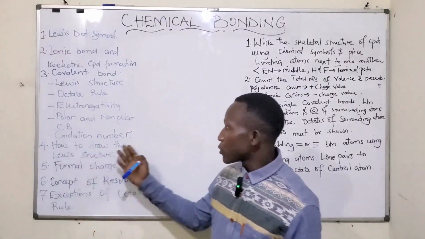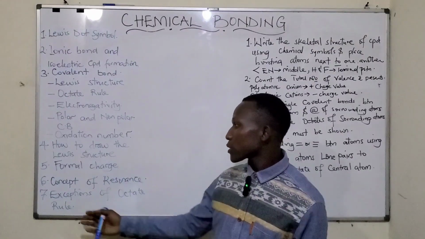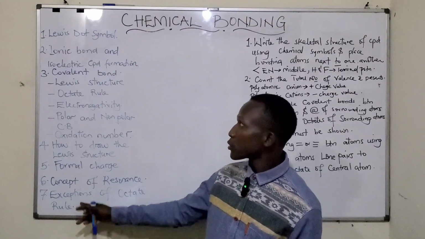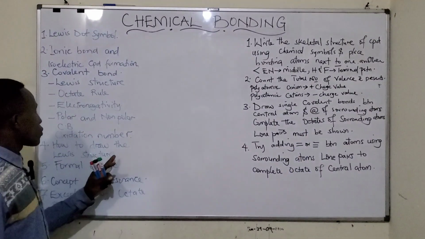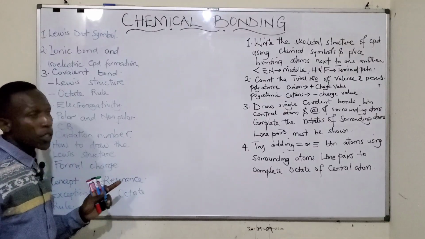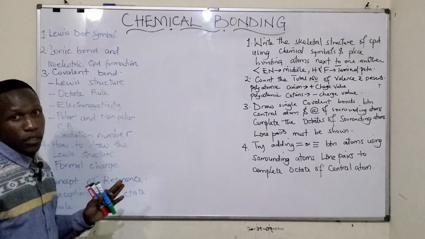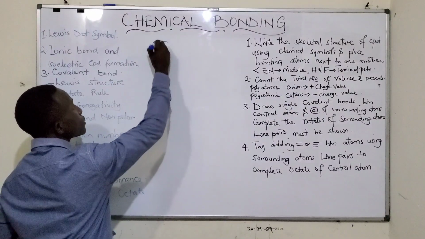We are going to talk about how to draw the Lewis structure. We talk about the formal charge, the concept of resonance, and exceptions to the octet rule, which we discussed up here. Now, before discussing how to draw the Lewis structure, let's first discuss the formal charge, because we are going to see formal charges in our structures. What's a formal charge?